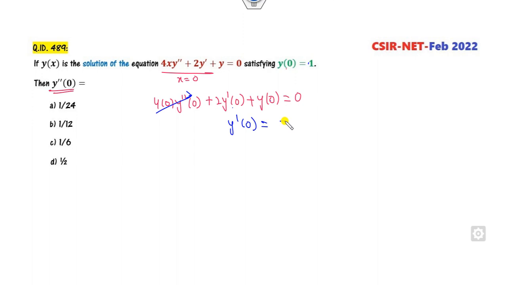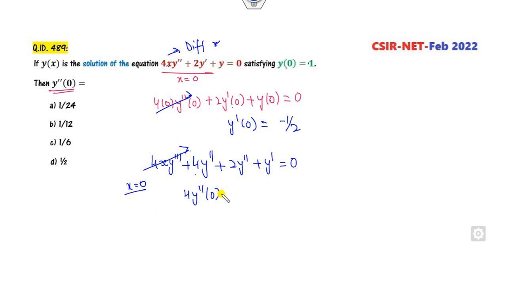But we need y double dash. So I can differentiate this with respect to x, then only x will be cancelled out. So x y triple dash, 4 y double dash, 2 y double dash, plus y dash is equal to 0. Now take x equal to 0. This goes to 0. Y double dash of 0, 2 y double dash of 0, y dash 0 is minus half. So 6 times y double dash 0 is half. So y double dash 0 is 1 by 24, the right answer.